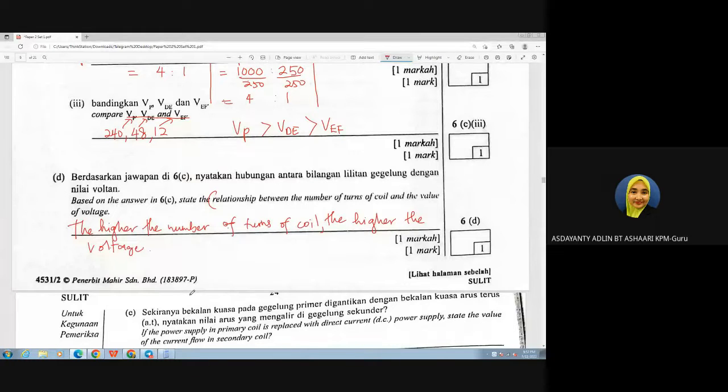Okay, awak tengok kat primary. Primary, the number of turns 1000. The value of the voltage at the power supply at the primary, which is 240. When it comes to the secondary, the number of turns of the coil becomes less, which shows that the value of the voltage is reduced too. So inilah dia punya relationship. Boleh ya? Okay, boleh lah tu.